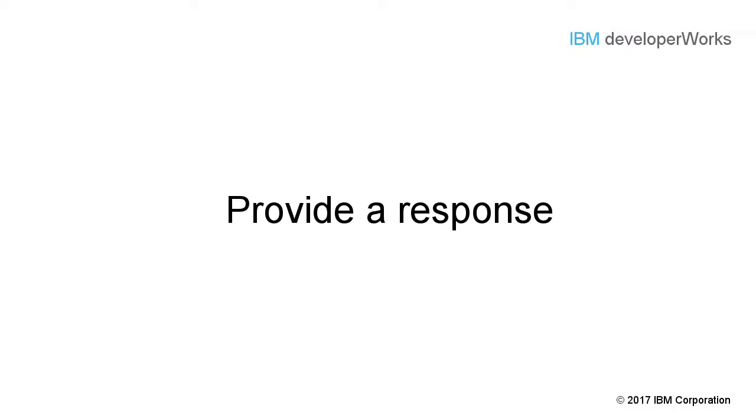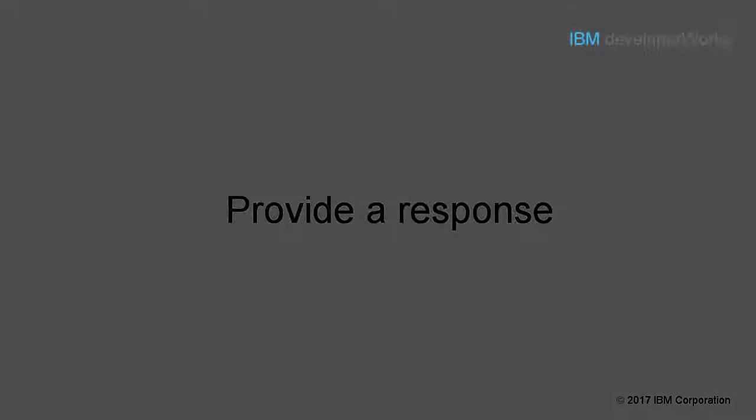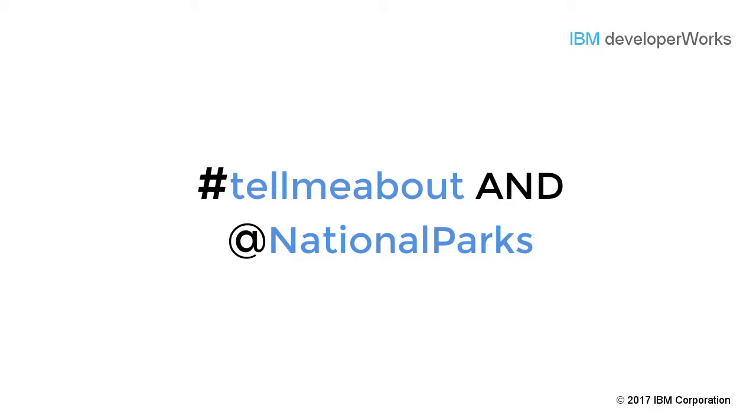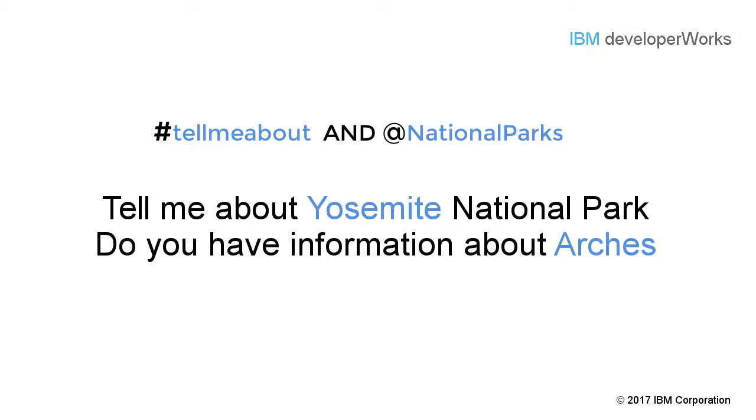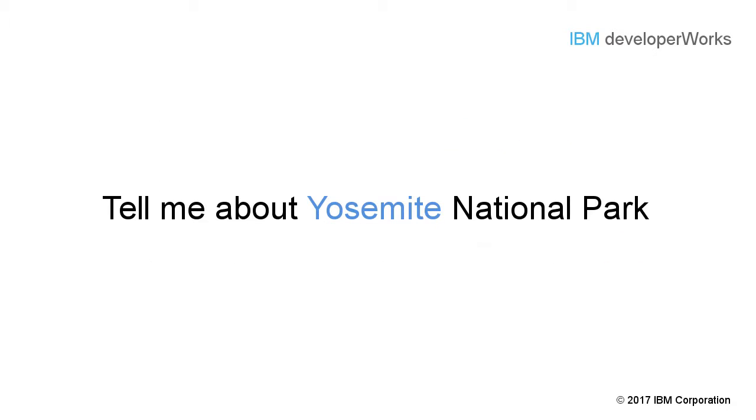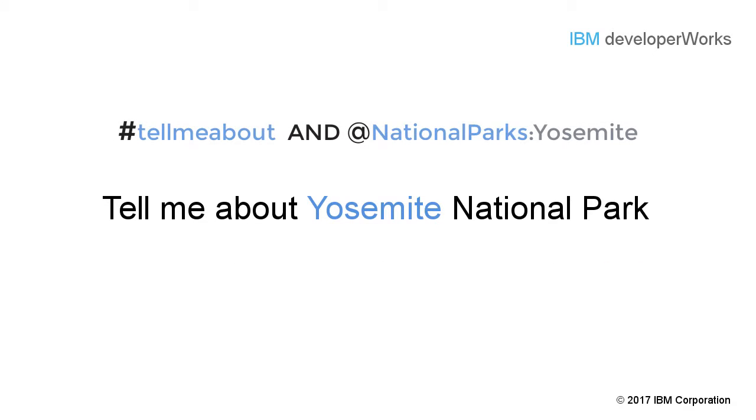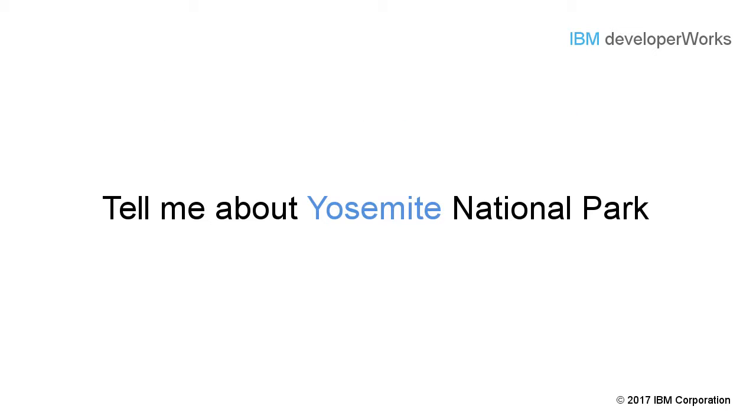We can use Watson Conversation to tailor a specific response when certain conditions are met. For example, we can create a condition that is matched when the "tell me about" intent is identified and the national park's entity is identified. This condition would match both "tell me about Yosemite National Park" and "do you have information about Arches?" To match only "tell me about Yosemite National Park," we need to update our condition and add the value clarifier to our entity. Once we have a condition, we can provide our response.